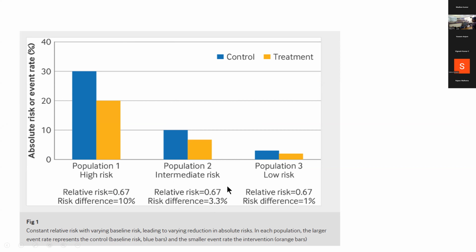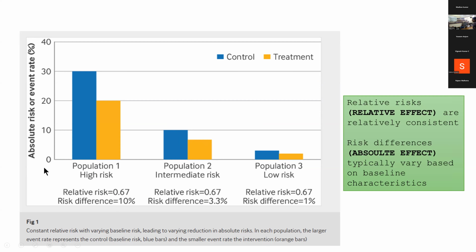Over all the 3 populations, you see that the relative risk is actually 0.67, but your absolute risk difference actually changes. Over here, it's about 10%. Here, it's about 3.3%. Over here, it's 1%. So what you notice is, even though the populations are different, your relative risk is more or less consistent. But your absolute effect will vary based on your baseline characteristics.